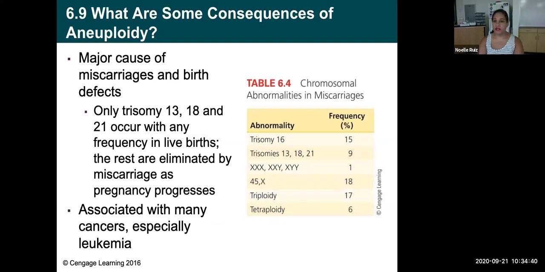And then some consequences of aneuploidy, besides all the syndromes. It's a major cause of miscarriages and birth defects. Only 13, 18, and 21 occur with any frequency in live births. The rest are eliminated by miscarriages as the pregnancy progresses. It's also associated with many cancers, especially leukemia.